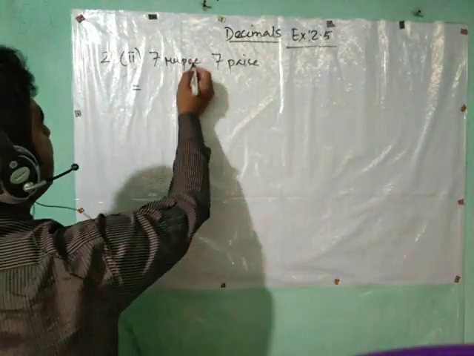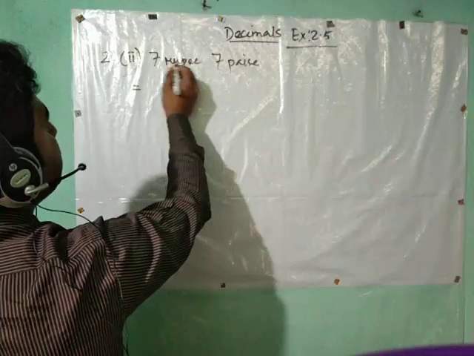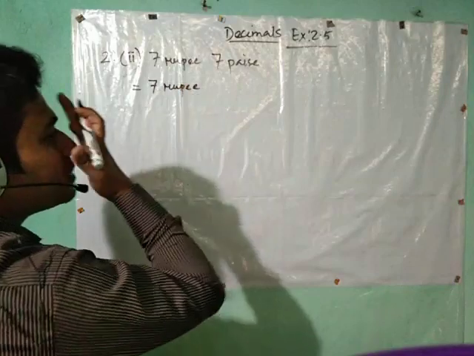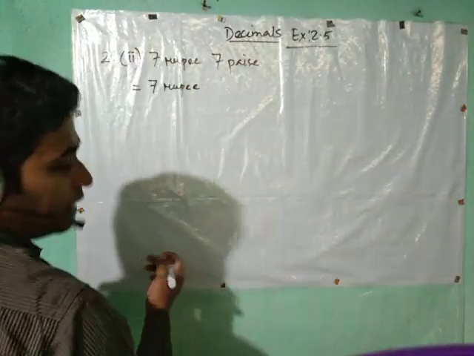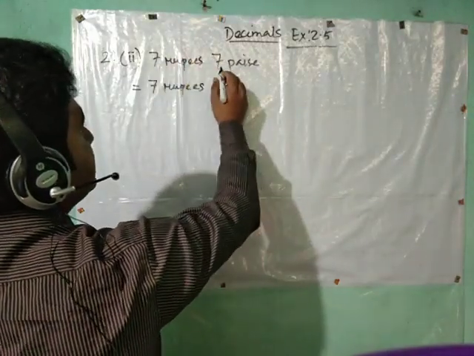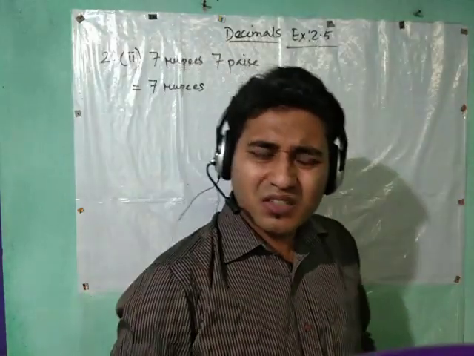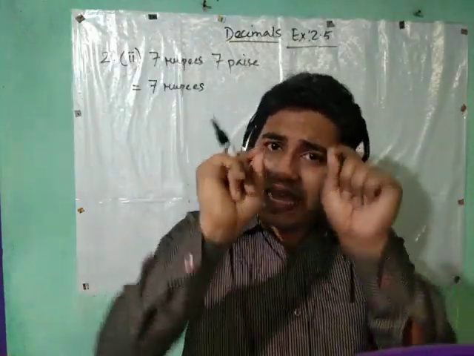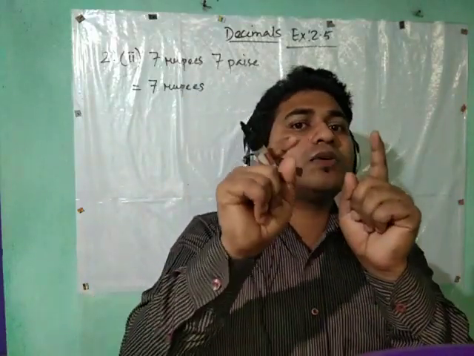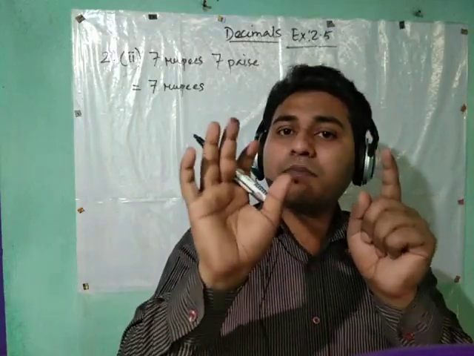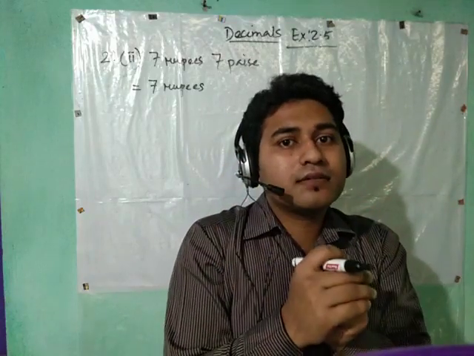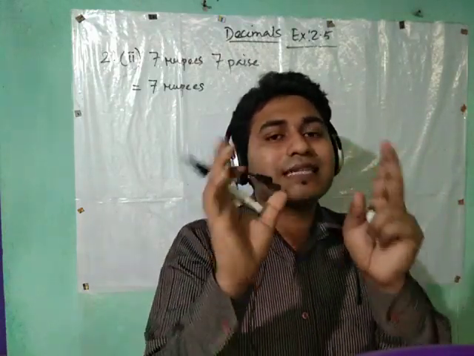Now you tell me, what is this? This 7 is already in the rupees form, so I will not change it. जैसे है वैसे रखेंगे हम, as it is. Now 7 rupees 7 paisa, what does it mean? You have 7 rupees, and along with that you have 7 paisa also. That means they are both what? Greater than 7 rupees. 7 rupees 7 paisa is greater than 7 rupees.